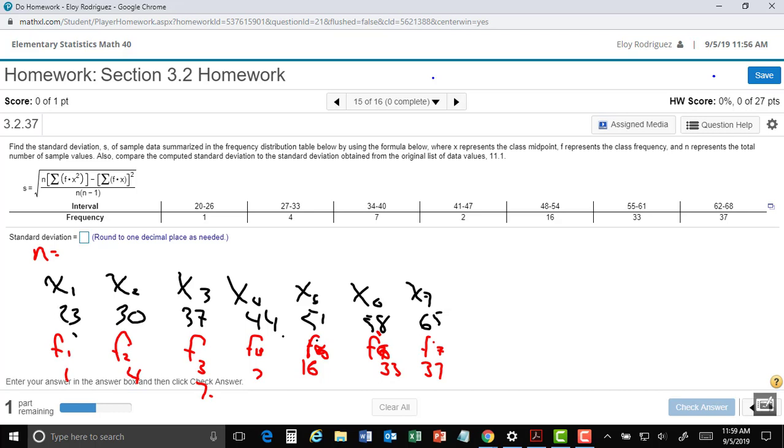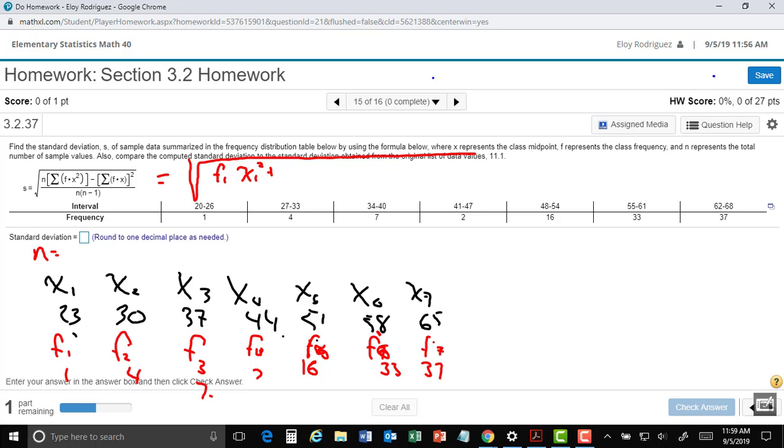So I'm ready to do it. Okay, here we go. Now I'm going to follow what it tells me to do. Everything is going to be over the square root. Now my counter is going to go from i equals 1. So it tells me to take f1, multiply it times x1 squared. There's x1 squared. You see it?